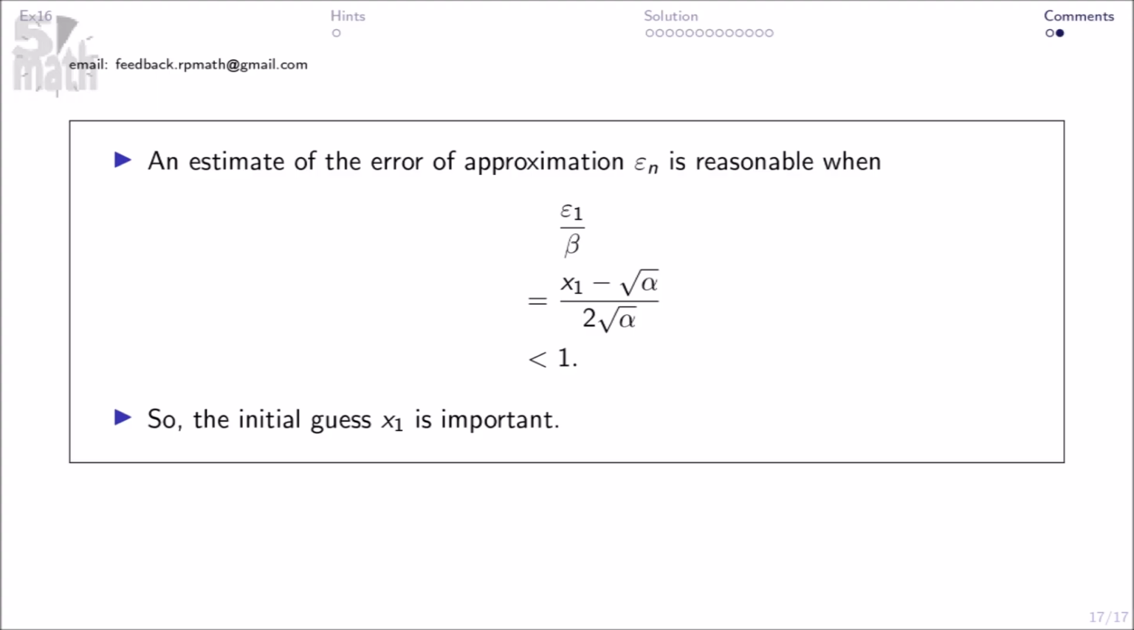An estimate of the error of approximation epsilon n is reasonable when we have this, so the initial guess x1 is important.